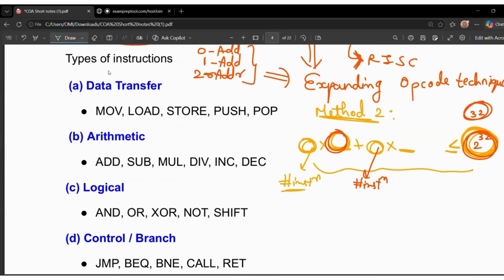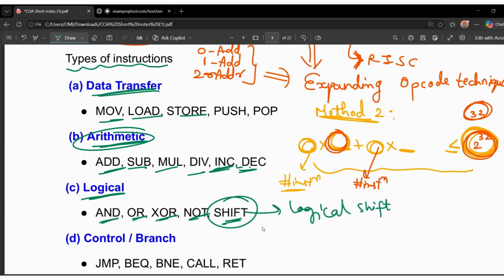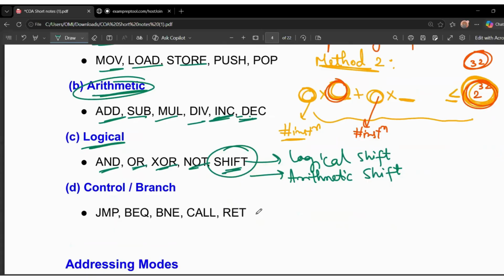Now we will see the types of instructions. Different types of instructions: data transfer instructions, like move, load, store, and all. Then arithmetic: add, sub, mul, division, increment, decrement. These are the arithmetic operations. Then logical operations like and, or, XOR, not, and shift. We have seen logical shift and arithmetic shift.